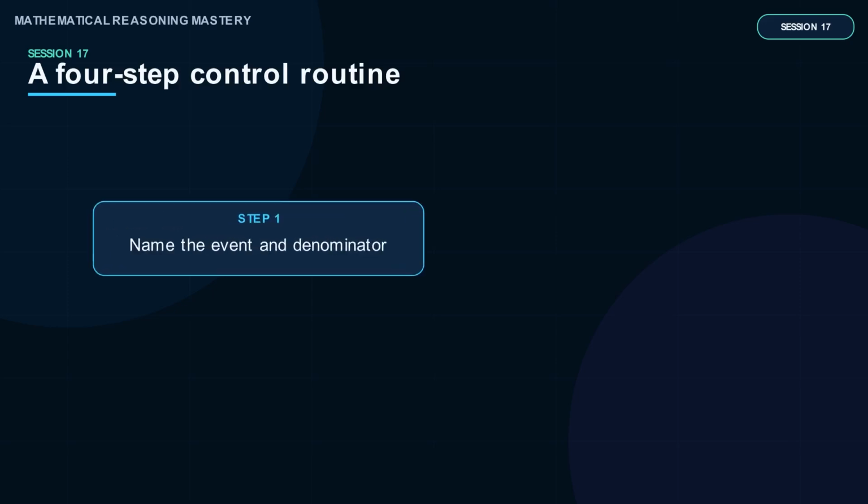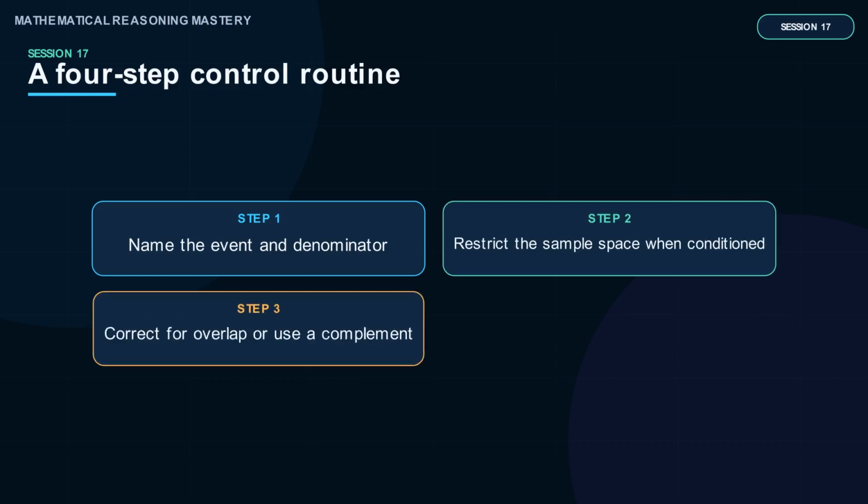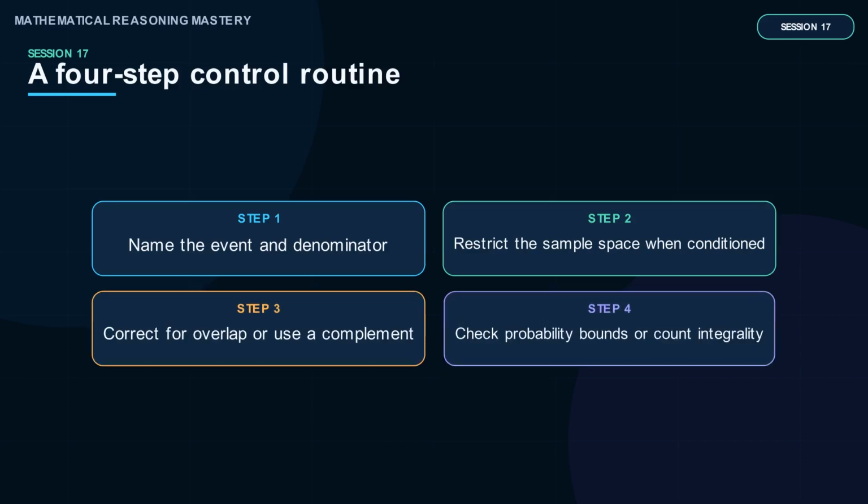Step 1. Name the event and denominator. State the target and preserve its units or conditions. Step 2. Restrict the sample space when conditioned. Use a separate line so signs, factors, and labels remain visible. Step 3. Correct for overlap or use a complement. Keep the reasoning efficient, but never skip an operation that could hide an error. Step 4. Check probability bounds or count integrality. Verification is part of the solution because it tests the answer from another direction.